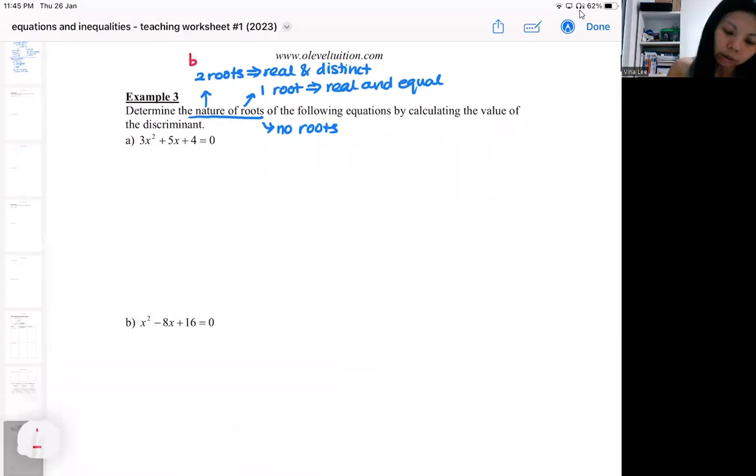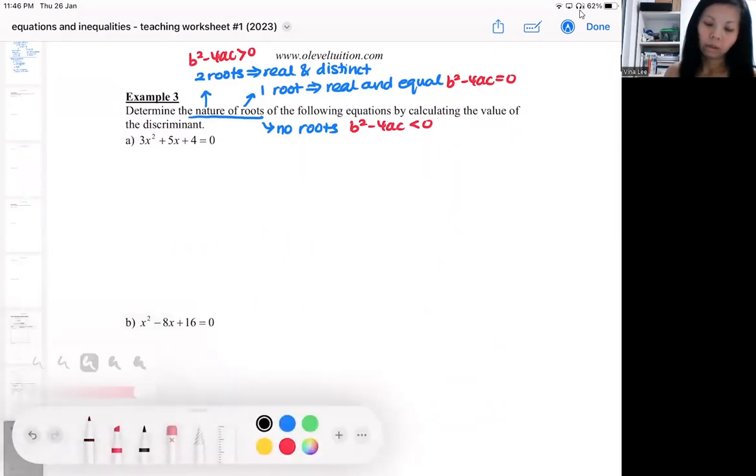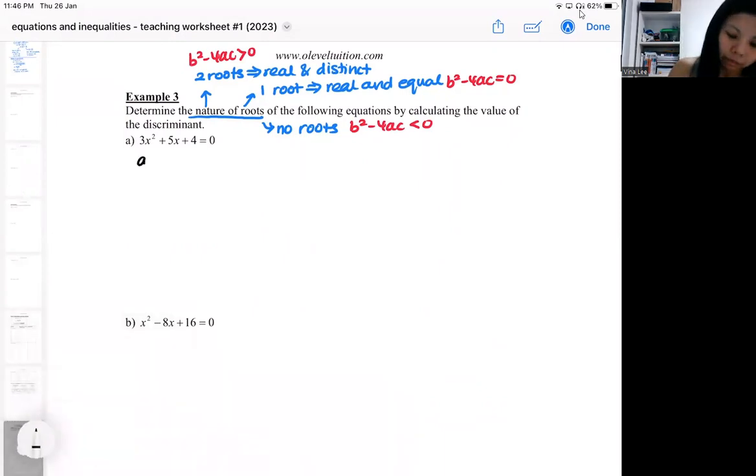So for two roots, the discriminant is usually a positive value. For equal roots, the discriminant is equal to 0. For no roots, the discriminant is going to be negative. So this is the main summary. We're going to explore the idea in these few questions. If you're going to calculate the value of the discriminant, obviously you need your ABC to be correct. So I will calculate my ABC.